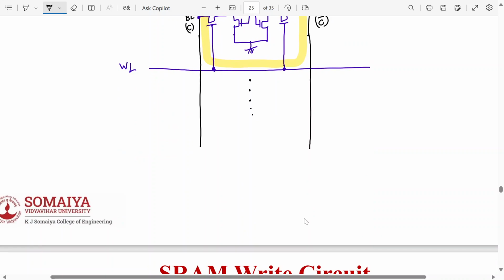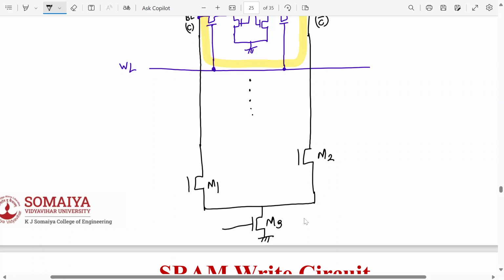Now the write circuitry is an external circuitry. It is connected externally like this. So we have two transistors over here, M1 and M2, and there is a third transistor over here, M3, and this will come from the column decoder, whichever column is to be selected. Now over here we can select it like this. Two NOR gates are connected. The write circuitry is a little bit tedious.